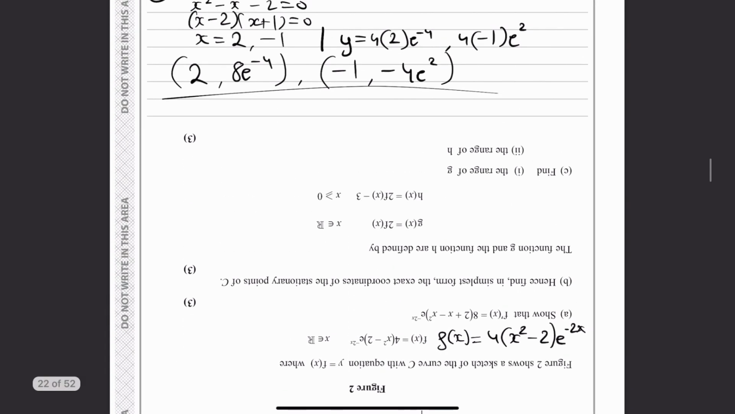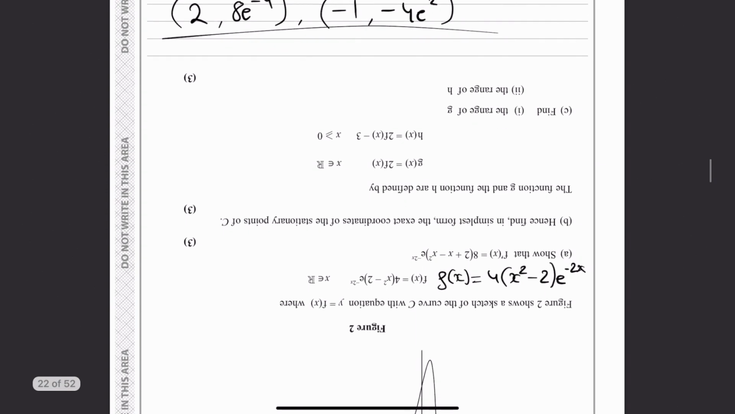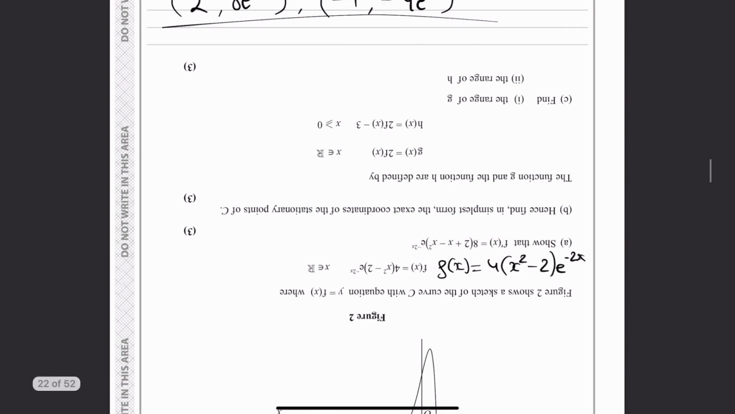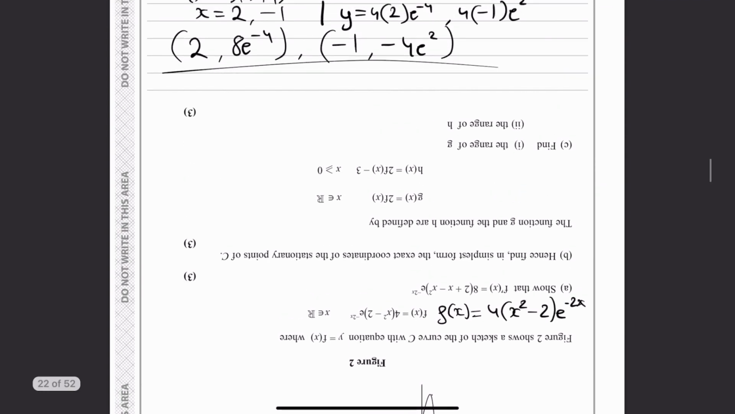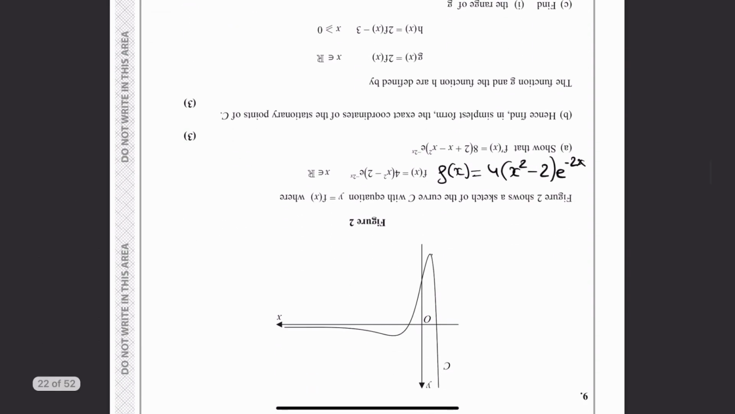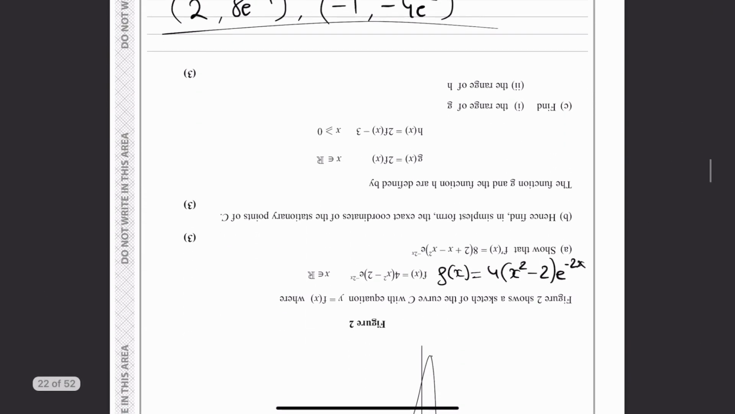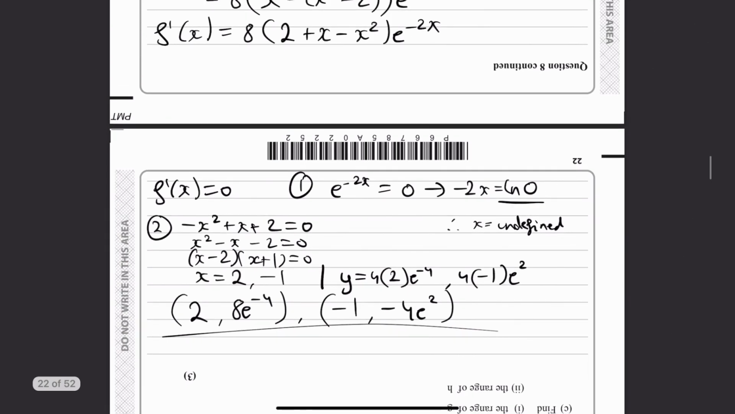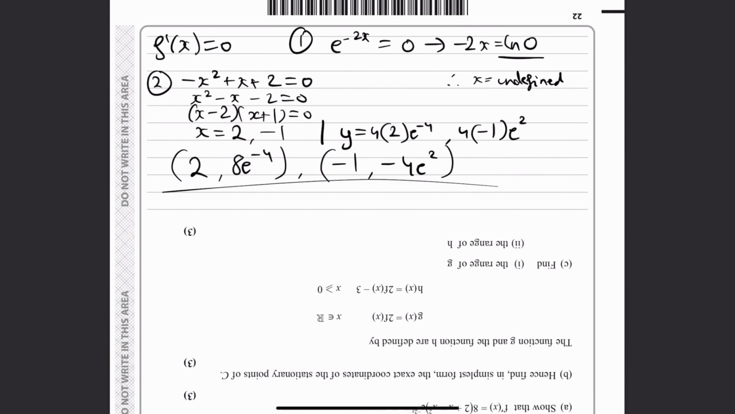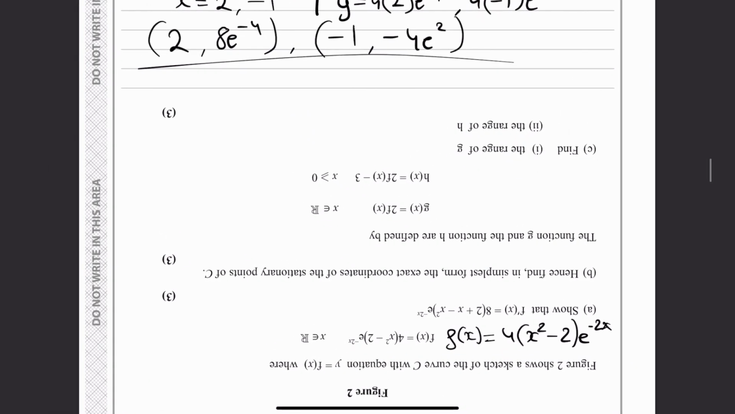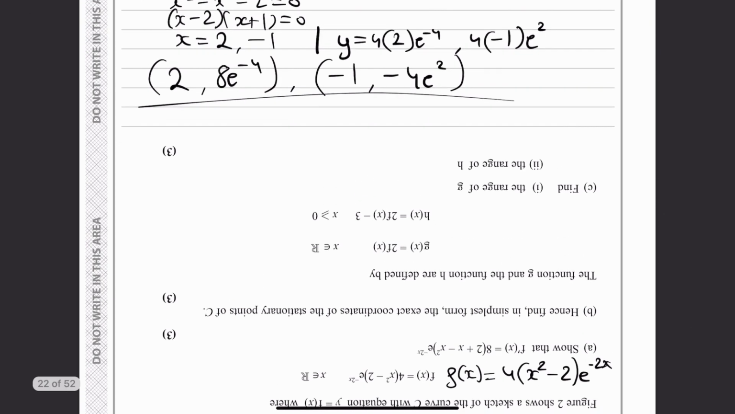Let's see if they make sense. Minus 1 and minus 4e squared is approximately minus 29, so that's this point. And then 2, 8e to the minus 4 is 0.146. So that's this point, although the scale's a bit weird. So let's just make sure I got that right. So 2 is probably correct, but then if I put this into here, 4 minus 2, 2, and then minus 4. Yeah, this seems right. Okay, so these are our 2 coordinates.